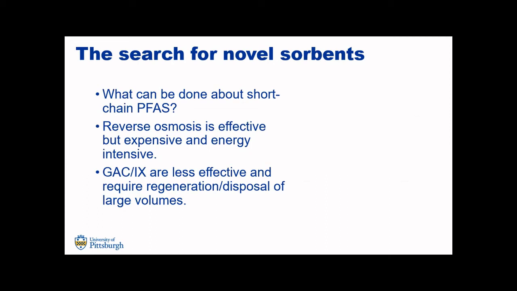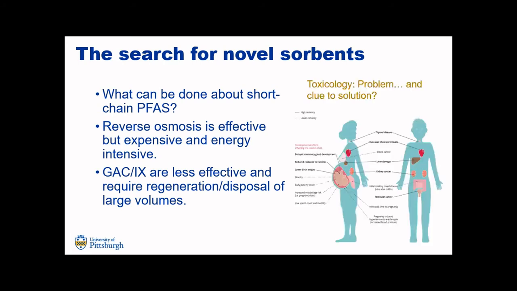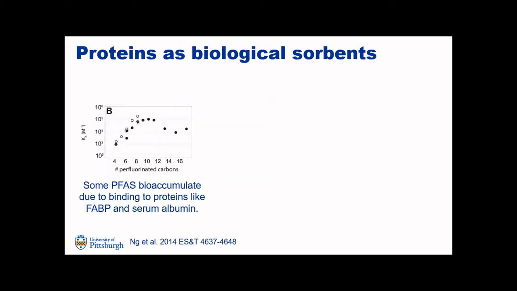And so in thinking about the challenges of treating short chain PFAS, how we can remove them from water, we know that reverse osmosis can work to some extent, but it's expensive and energy intensive, and it doesn't always work well. And GAC and anion exchange are much less effective and require regeneration and disposal at large volumes. But we get a clue from understanding the toxicology of PFAS that these short chain compounds, even though they don't bioaccumulate as much, are still having toxic impacts that indicate they're having interactions with biomolecules. And could we somehow use those interactions to develop new sorbents that could be more effective for short chain PFAS? So that's one thing that we're working on in my group.